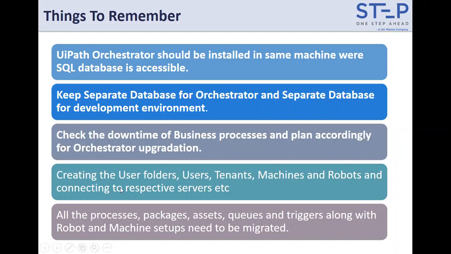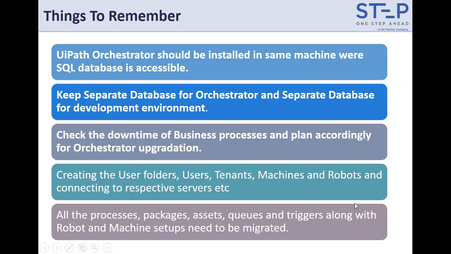And the next important thing is, after upgrading UiPath Orchestrator from the older to the newer version, we need to create all the user folders, users, tenants, machines, and reports, and we need to connect the reports to the servers. These are all the things that need to be done after the upgrade. After that, we have to create all the processes, packages, assets, queues, and triggers, and the machine setups need to be migrated. So these things are very important before and after upgrading UiPath Orchestrator.